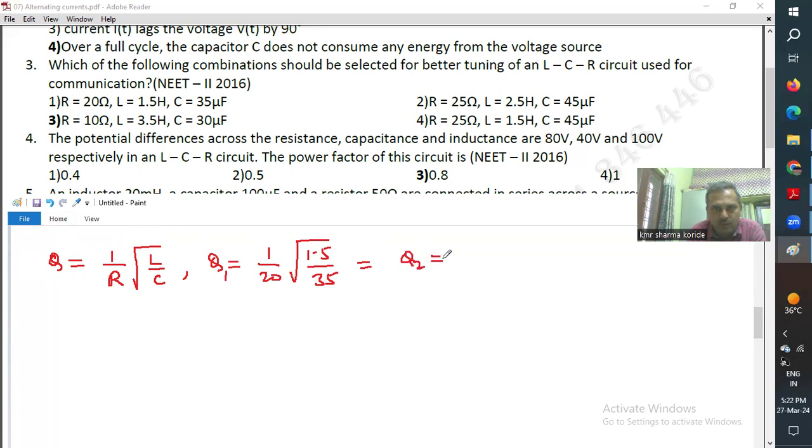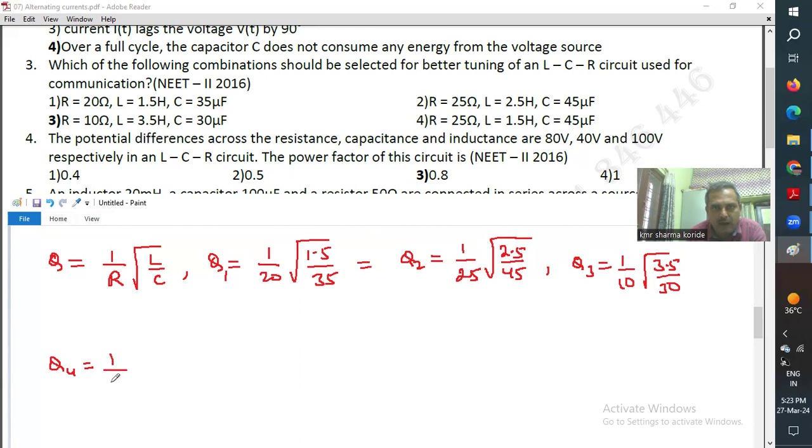Second case, quality factor Q2, 1 by R. R is 25. Yeah, so under root L, L is 2.5 divided by C is 45 micro. Remember, capacitors are in micro. Then you simplify. Similarly, Q3, you go with 1 by R. So R is 10, under root L is 3.5, C is 30 micro. Same way, you also go with Q4.